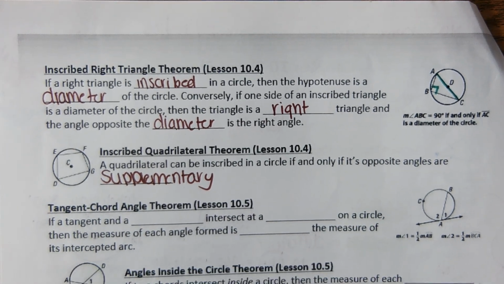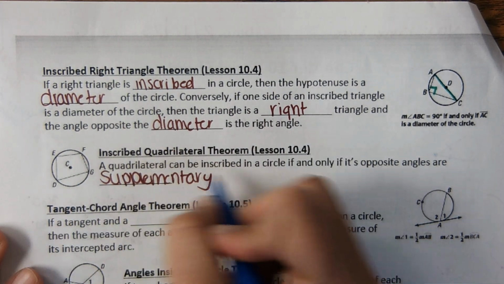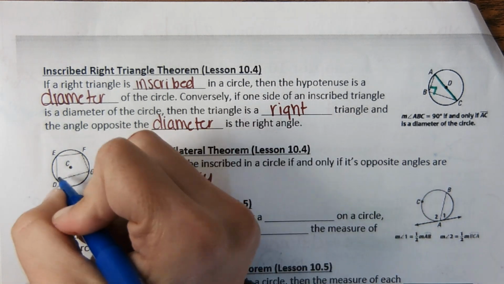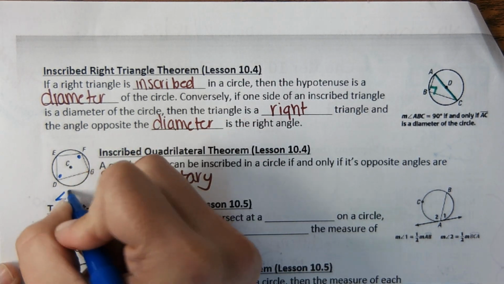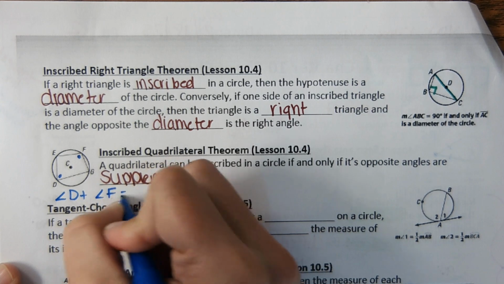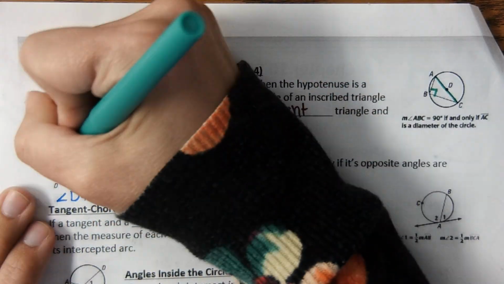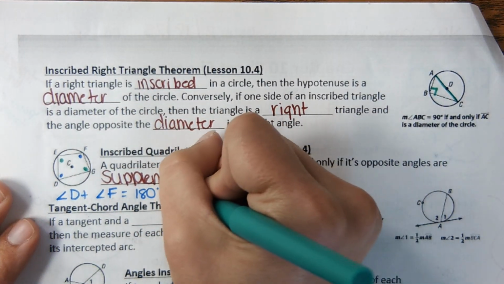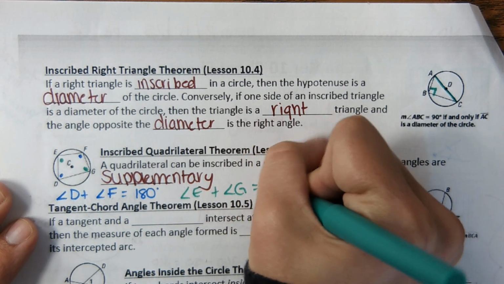And then the inscribed quadrilateral theorem, we saw that in the bell work as well. It just means that opposite angles in an inscribed quadrilateral are supplementary. So in this case, D and F would be supplementary. So angle D plus angle F equals 180 degrees. And you could use that rule to figure out angle measures. And then E and G, those would add to 180 degrees. So angle E plus angle G equals 180 degrees.